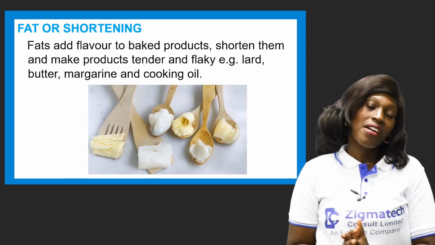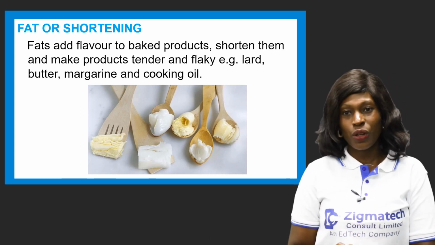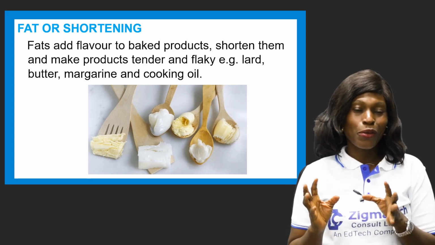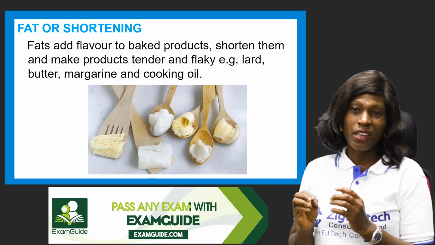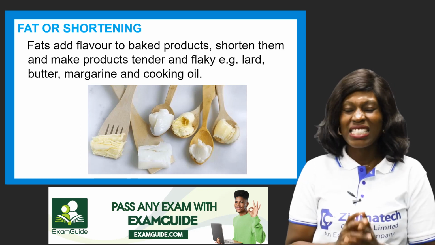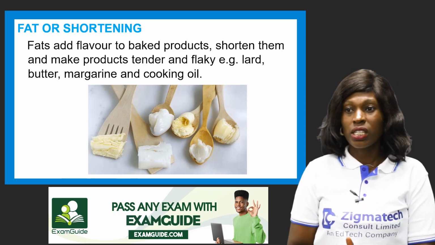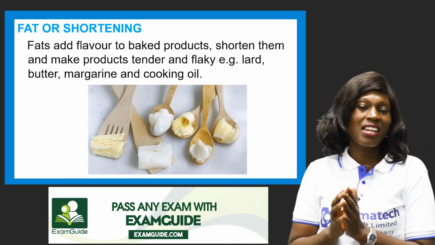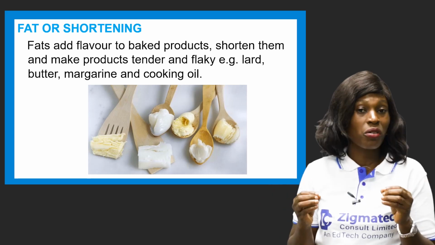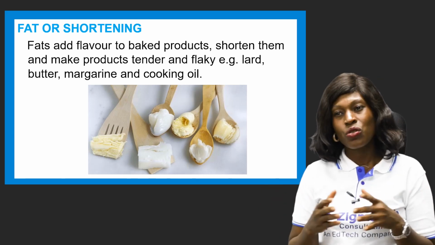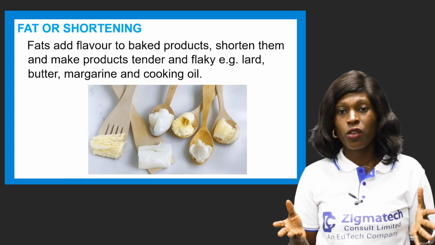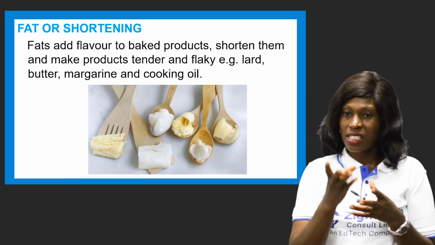Now, also we have fats or shortening. This is also very important when it has to do with the leavening of these products when it comes to baking. Now, fats add flavor to baked products. Yes, they do. They have their own unique taste. Shortening, okay? They shorten them and make products tender and flaky, okay? You have different types of fats and shortening. You have your butter, you have your margarine, and then you have your cooking oil. You can use any of these to add the flavoring into your baked products. So you can use them as it is there in the picture.